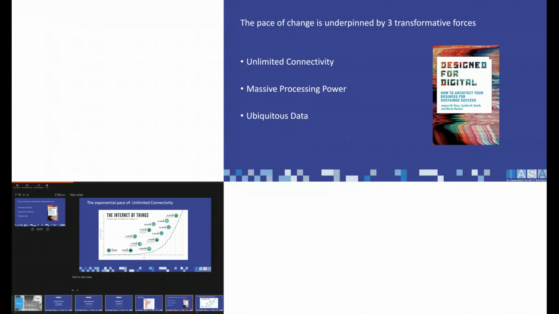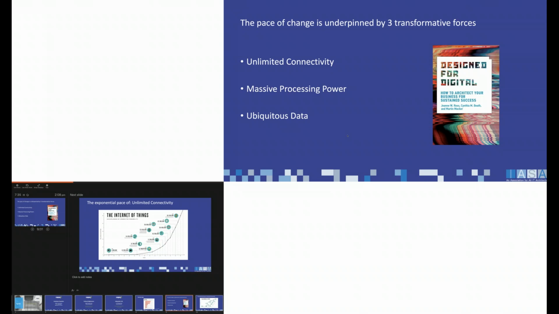One of the key things she talks about, exactly what I just mentioned, is the difference between digitizing your business and the digital value proposition. But the other thing she talks about is this concept of the pace of change and what it is that's underpinning this pace of change.